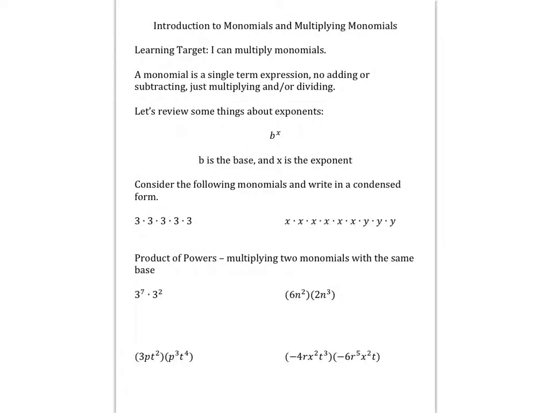Hello, and today's learning target is I can multiply monomials. A monomial is a single-term expression with no adding or subtracting, just multiplying and/or dividing. So you'll see variables and numbers to a certain exponent lots of times. Some variables or numbers may not have a visible exponent, but you will definitely see some type of exponent. So let's review some things about exponents.